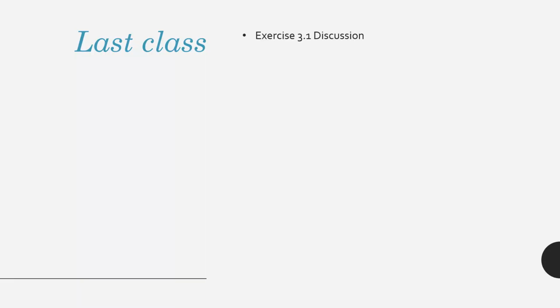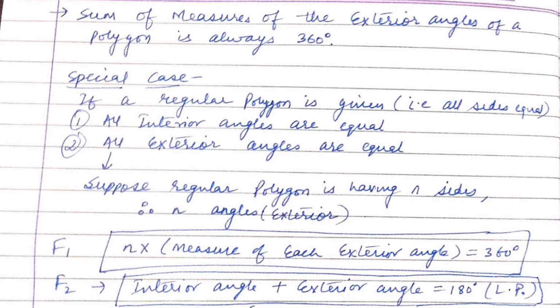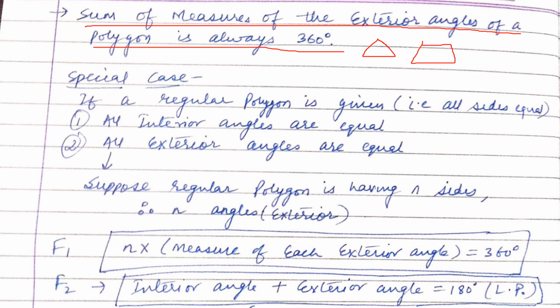Class we discussed exercise 3.1. In the last class we did a topic in which we saw that the sum of measure of exterior angles of a polygon is always 360. No matter what polygon it is, whether it is a triangle, a quadrilateral, a pentagon, a hexagon, heptagon, octagon, nonagon, any polygon you take. Whenever you add the exterior angles of that polygon, the total will always come how much?